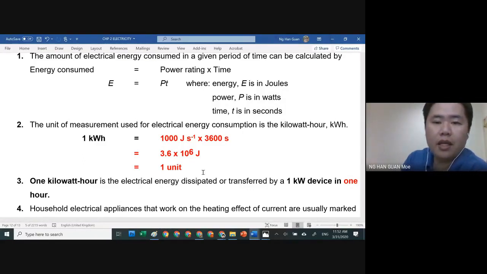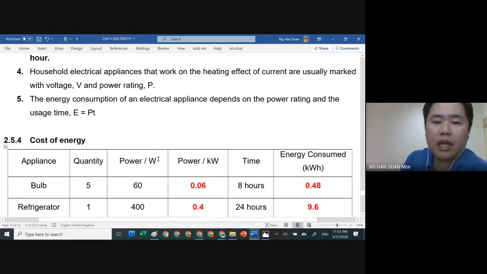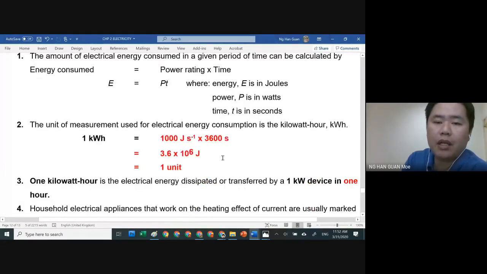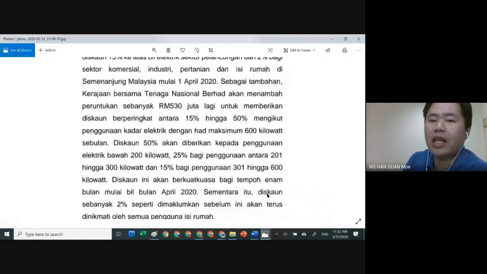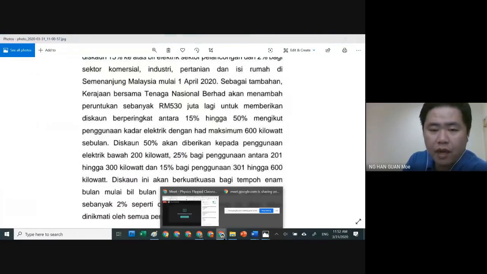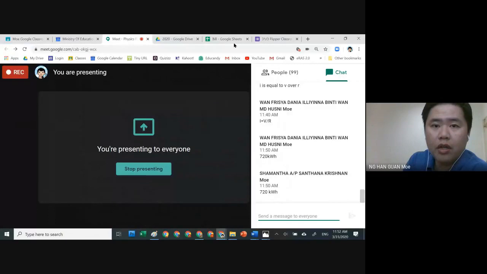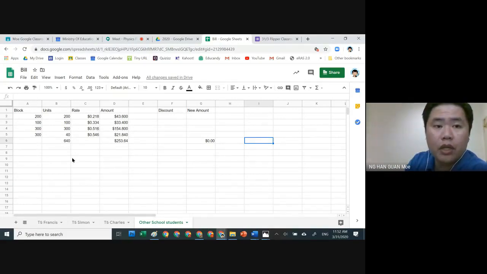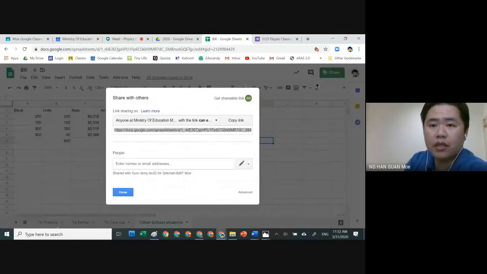Okay, so in the module there are some practices for you here, cost of energy. So anyway, this one you try to do later. But now I want you to try to do the calculation with this announcement. I'm going to share a file with you, which is the Google Sheet here. I already transformed my bill into this file, so I share it with you first.